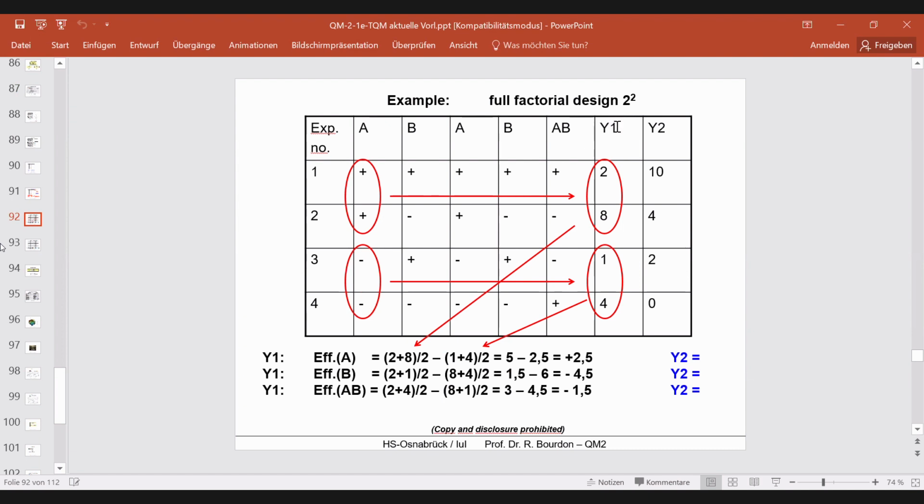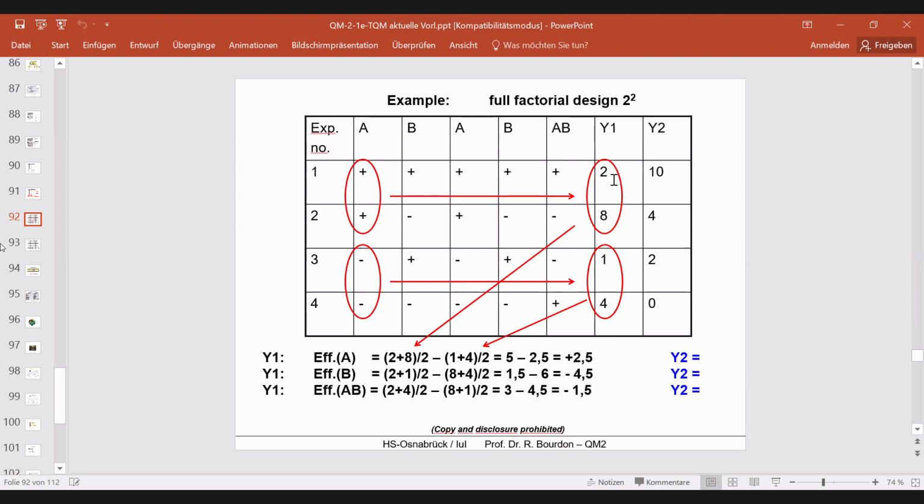Here you have a quality characteristic, let's say a dimension, and the mean of the 10 parts of the first run is 2, the mean of the 10 parts of the second run is 8, the mean of the 10 parts of the third one is 1, and for the fourth experiment it is 4. These are the measurements, the means of the 10 parts of quality characteristic 1, and here of quality characteristic 2. Maybe this is a dimension, maybe this is a roughness, but whatever.